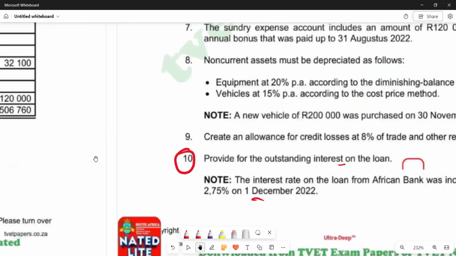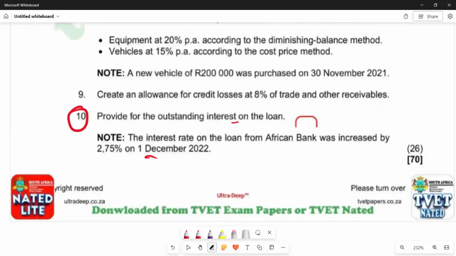Given this adjustment, it's saying the interest rate on the loan from the African Bank was increased by 2.75% on 1 December 2022. So we need to find how many months we had after the increase. It was increased on 1 December, so it means the whole of December, then January, February, March, April, May. Remember, our year is ending at the end of May. That's why it is important to identify where the financial year is starting and ending. So here we've got 1, 2, 3, 4, 5, 6, which means it was 6 months after the interest was increased.